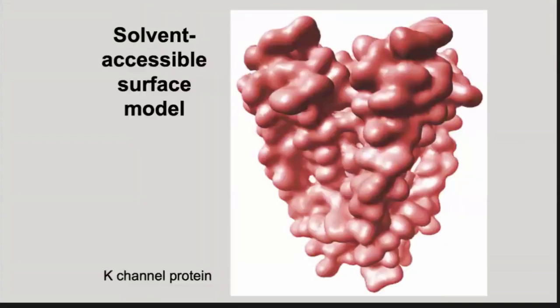Here's another example. This is a solvent accessible surface model of a potassium channel protein. And I think I may have brought this with me as an actual model or as a digital model that I can show you later. If I could actually rotate this here and look down at the top, you'd actually see that there's a little pore that runs right through the middle of this protein, which is the actual channel that the potassium passes through. And this would be embedded in the cell membrane of a cell. So there's a little pore that allows potassium to flow either in or out of the cell.